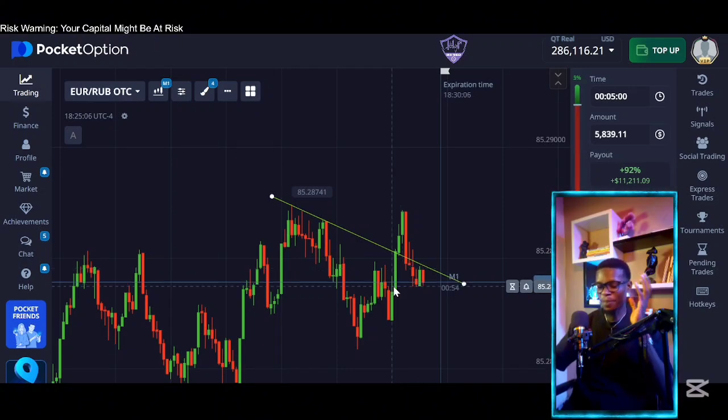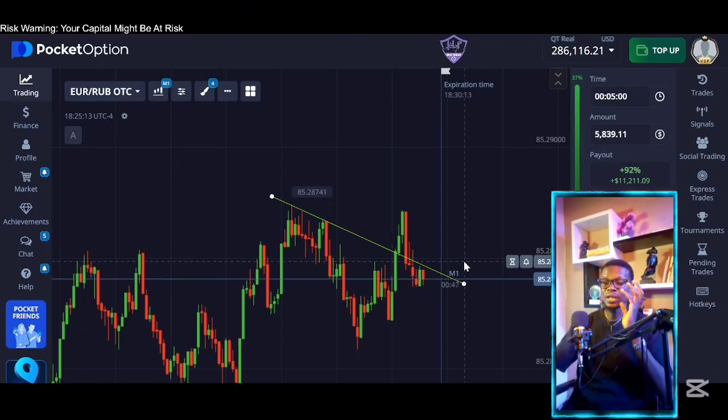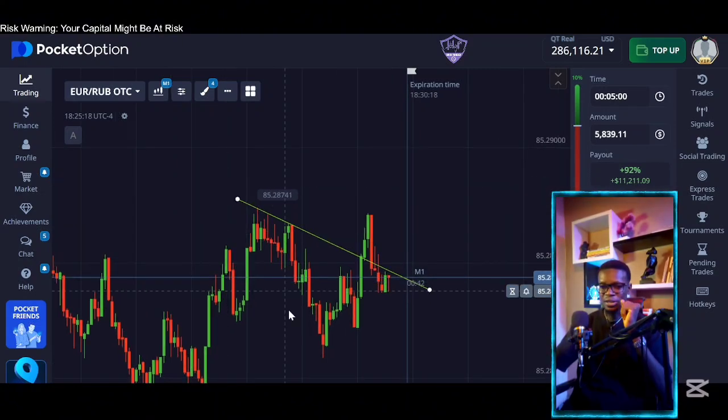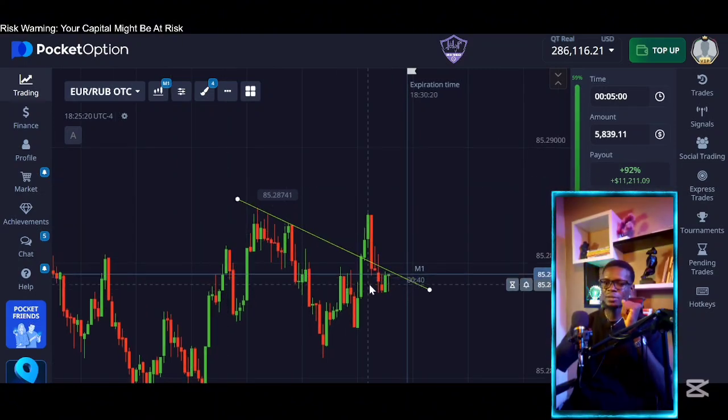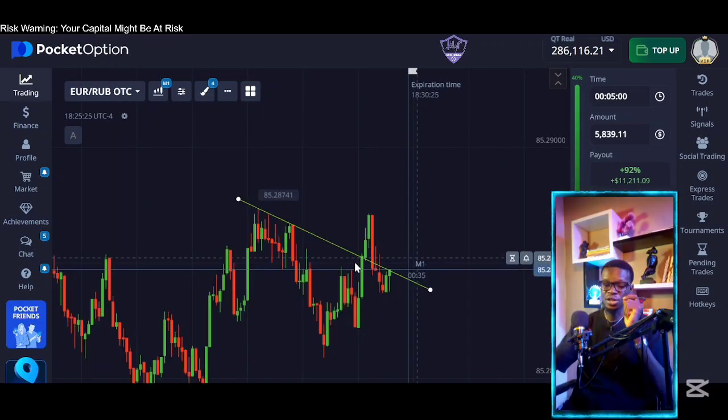Now the good thing about this trade is very simple. We did everything we had to do, and of course we still lost, right? We did everything we had to do. We had the trend, we had the retracement, we had the trend line, we had the breakout, and we took the trade. And that's just how it is.